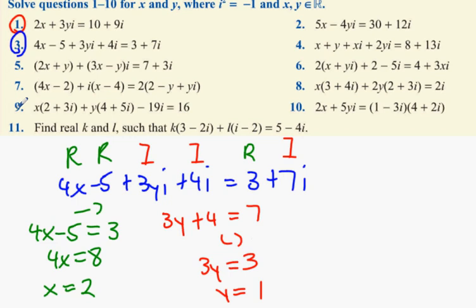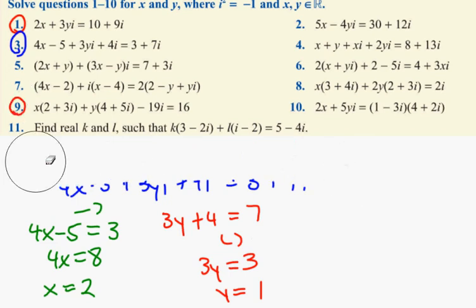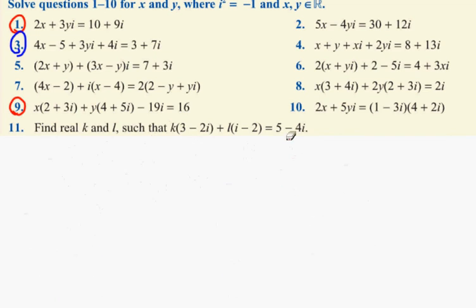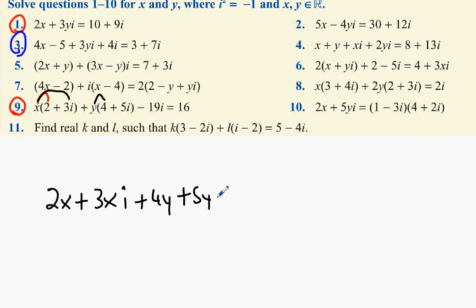Okay, I was asked about question 9. So in question 9, guys, you're going to just multiply it out. You're going to get 2x plus 3xi. Keep the i's at the back if you can. ix isn't wrong though, but just keep the i's at the back if you can. 4y, and then 5yi, and then minus 19i equals 16.